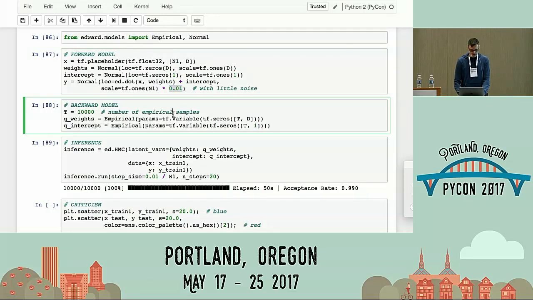And then I need a backward model, and I'm using HMC again, so that means I need two empirical distributions, two placeholders for the two parameters that I'm going to infer, the weight and the intercept.